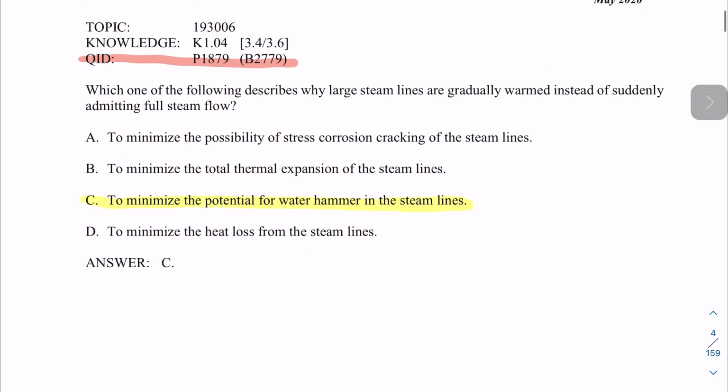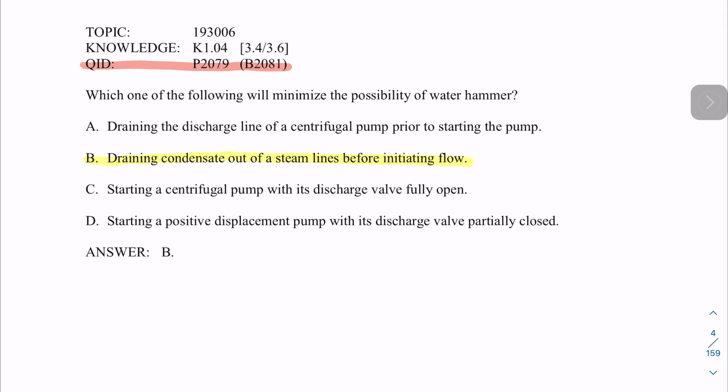Next, which one of the following describes why large steam lines are gradually warmed instead of suddenly admitting full steam flow? So why do we gradually warm? And we talked about that, right? We need to warm the steam lines if we're going to add some steam flow, because we don't want to have these pressure spikes, right? We're trying to avoid those pressure spikes. So to minimize the potential for water hammer in the steam line, that's why we do that. Now, which one of the following will minimize the possibility of water hammer? Draining condensate out of steam lines before initiating flow.